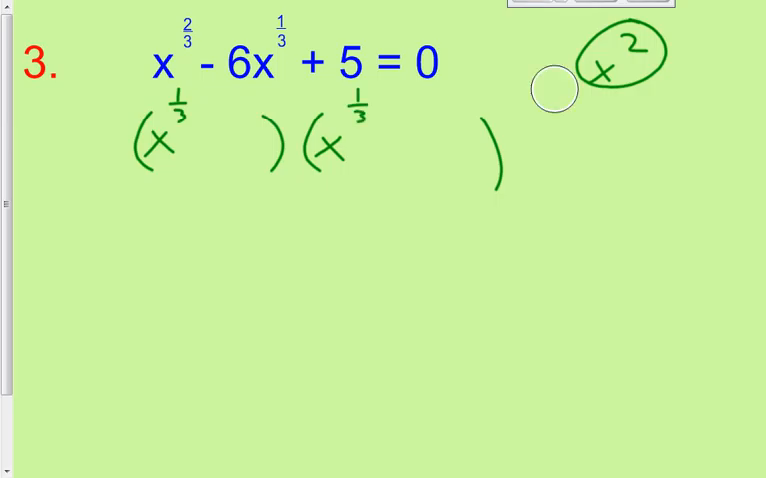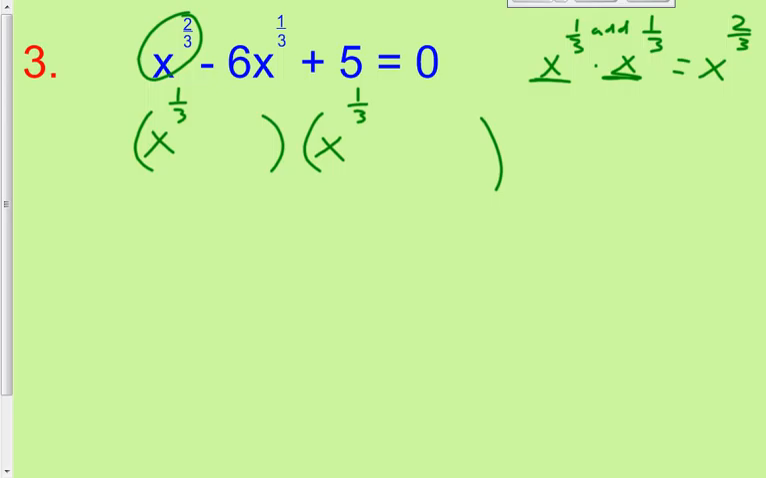Because watch what happens when you FOIL. You multiply the first times the first, so x raised to the 1/3 times x raised to the 1/3. With common bases, you add their exponents. So 1/3 plus 1/3 is x raised to the 2/3. And that's exactly what you see right here. So just as a shortcut, you can always have the first term in the binomials with an exponent that is half of the first exponent. I hope that makes sense. Hopefully after we do enough practice problems, it'll just become second nature.